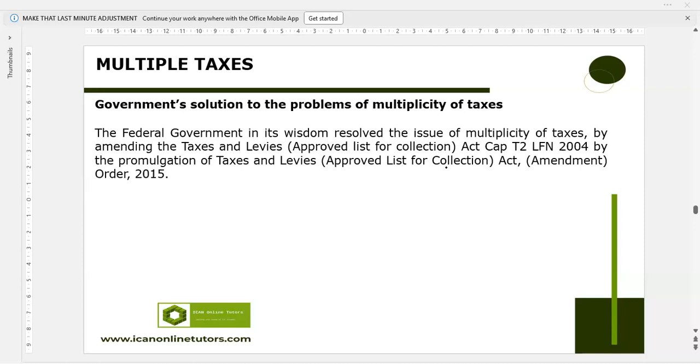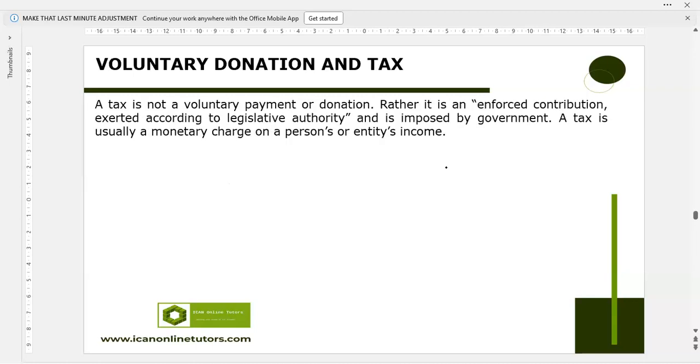So there is a conclusive, and then a concurrent and exclusive list. Okay, so there are some taxes that only the federal government can collect. Then there are some for the state governments and those of the local governments. The federal government specifies in very clear terms the types of taxes collected by each tier of government.